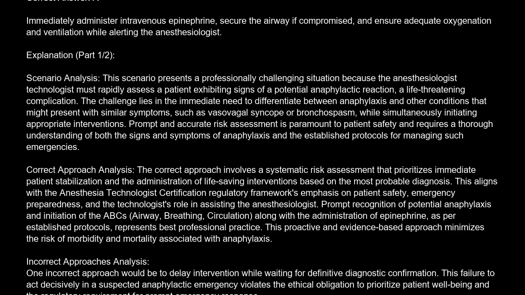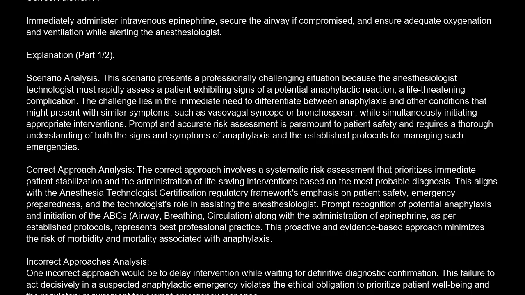Prompt and accurate risk assessment is paramount to patient safety and requires a thorough understanding of both the signs and symptoms of anaphylaxis and the established protocols for managing such emergencies. Correct approach analysis. The correct approach involves a systematic risk assessment that prioritizes immediate patient stabilization and the administration of life-saving interventions based on the most probable diagnosis.